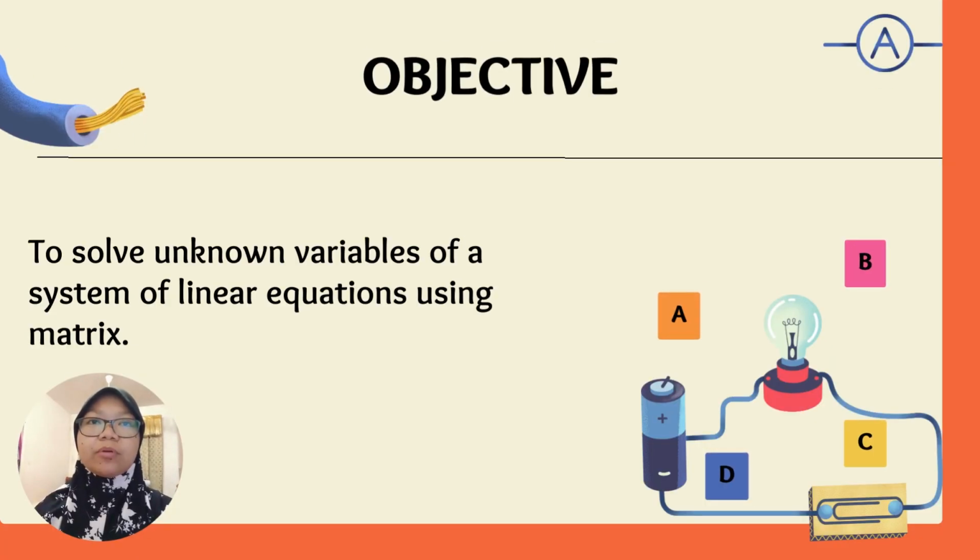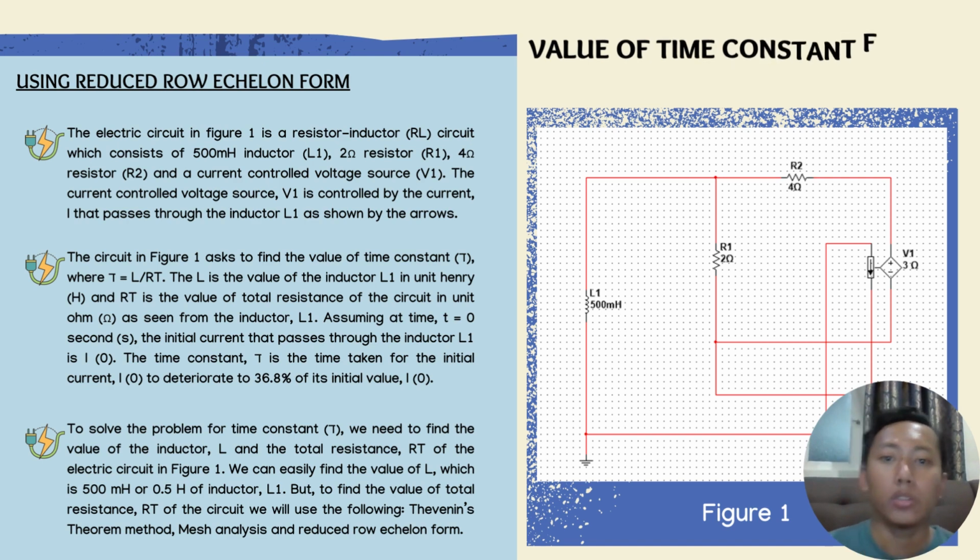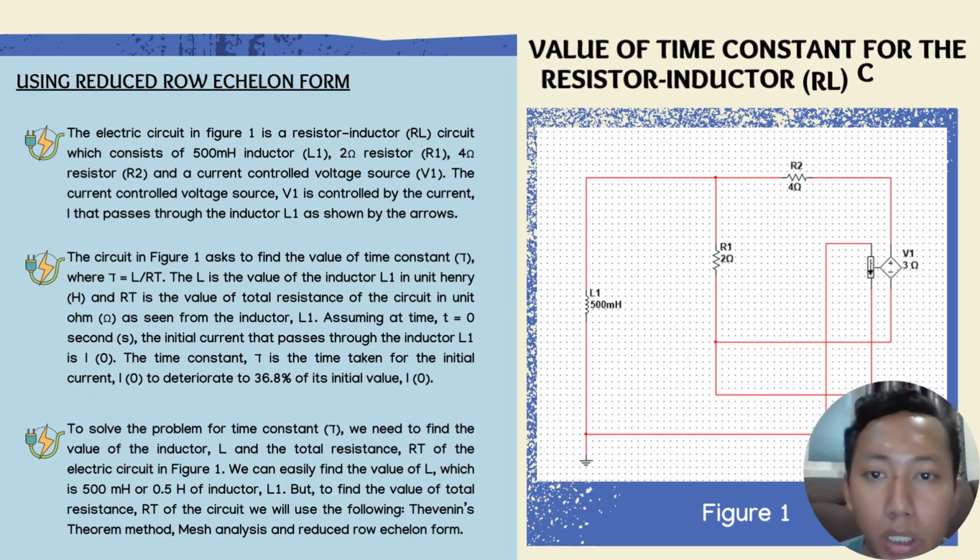The objective of the presentation is to show that we can solve unknown variables of a system of linear equations using matrices that we learned in MAT263 Linear Algebra 1. So, from the objective, we are using reduced row echelon form.